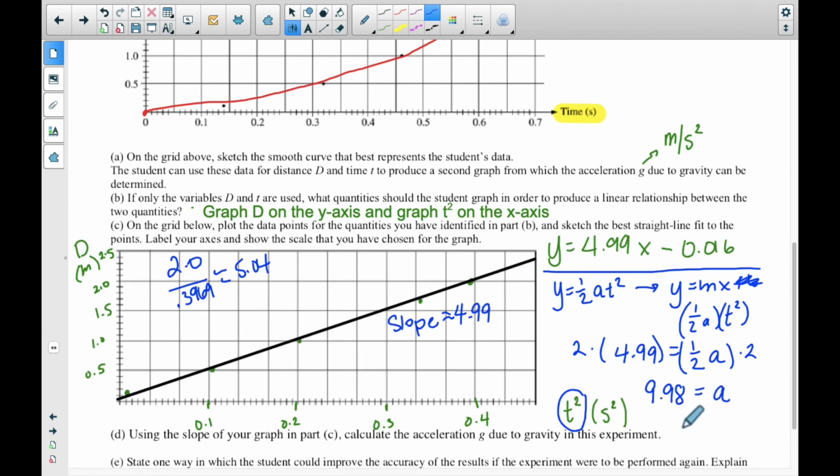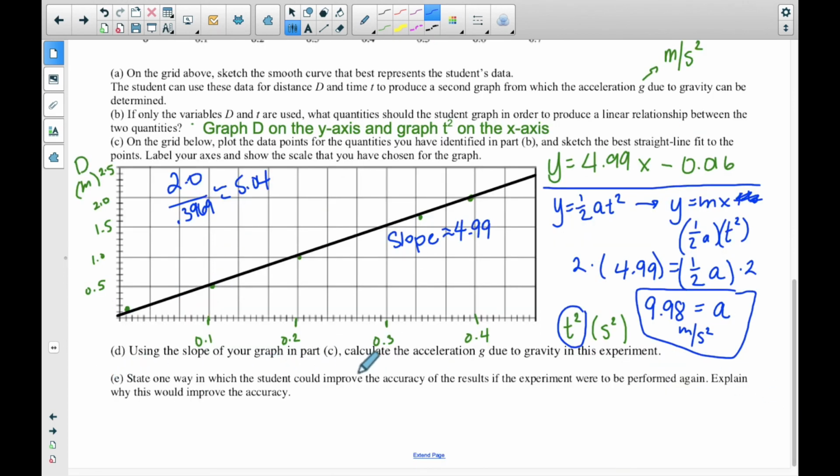And we probably want to say that is in meters per second squared, because look, this is also meters per second squared. So using the slope of the graph in part C, calculate the acceleration due to gravity in this experiment. Gravity is 9.98 meters per second squared.